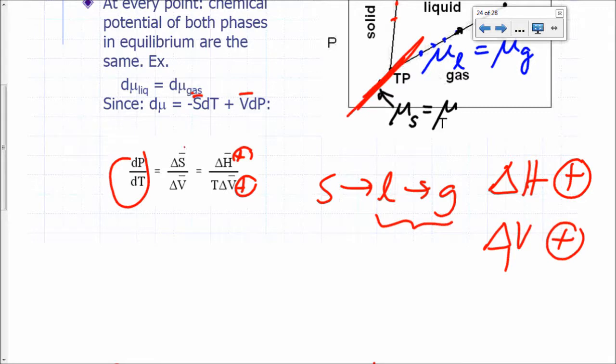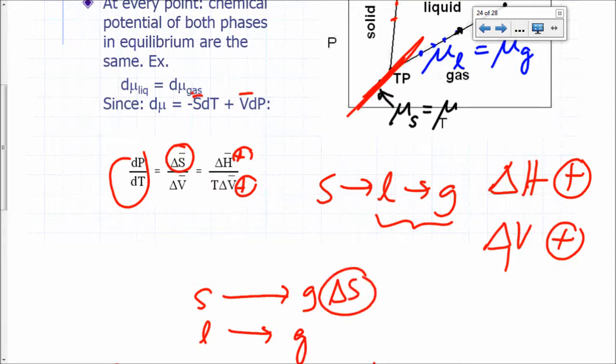Well, let's take a look at the entropy instead of the delta H over T. The entropy, solid to gas versus liquid to gas. You expect the delta S here to be larger. Okay? More positive. So you see the slope of your solid to gas coexistence curve is a little steeper than the liquid to gas coexistence curve.